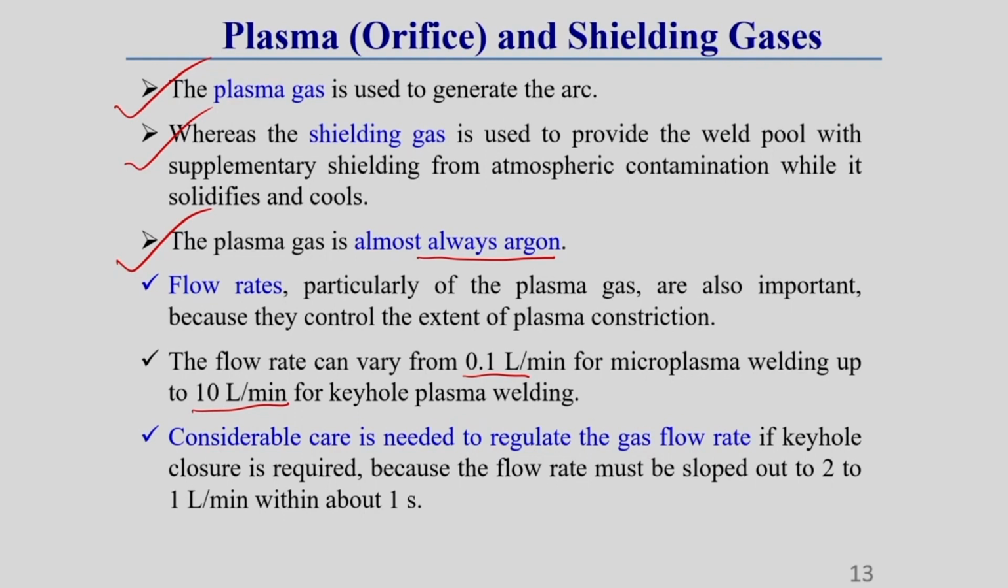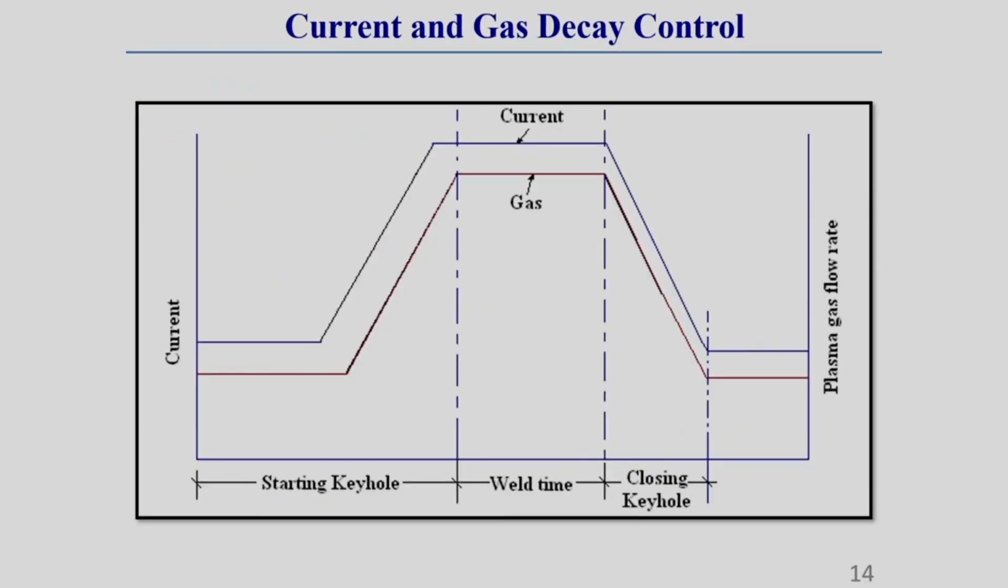During the starting of a keyhole, there will be one type of flow rate, during welding another type of flow rate, and at the closing time also there should be another type of flow rate. You should keep that in mind. Once this flow rate is not properly matched, there is a chance of formation of oxide and defect. That is why an important term used in plasma arc welding process is called current and gas decay control. That I am just showing here.